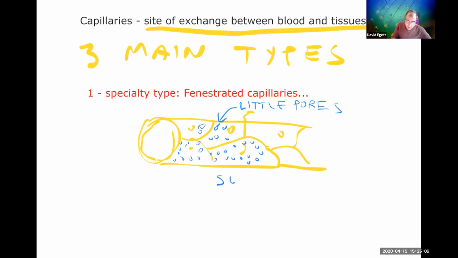And these are super leaky. So these are going to be found where you either want stuff to be able to leave really easily or enter really easily. You've already seen these actually in the choroid plexuses in the brain when we looked at how CSF was created. CSF was created where you had a fenestrated capillary.